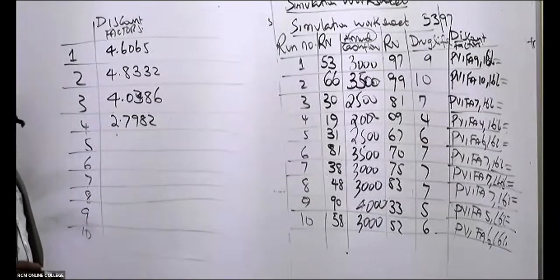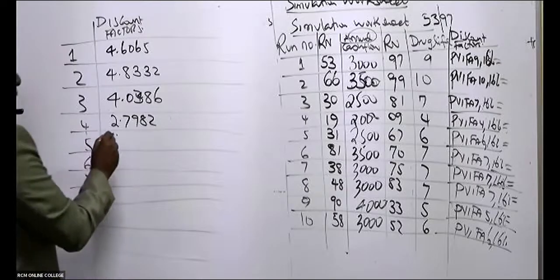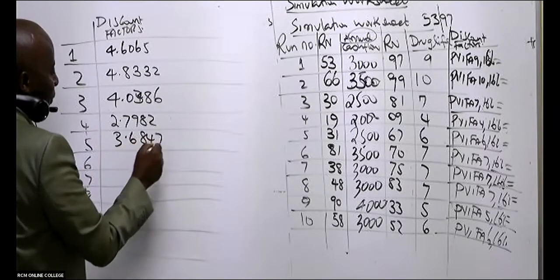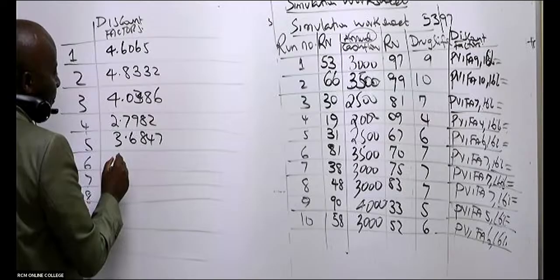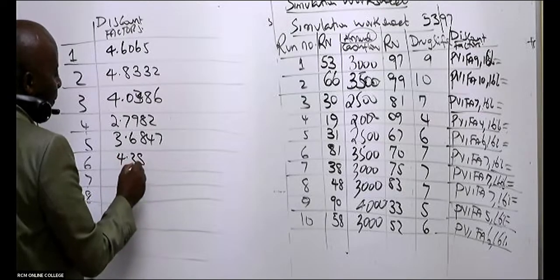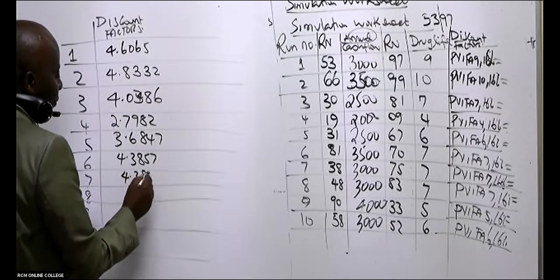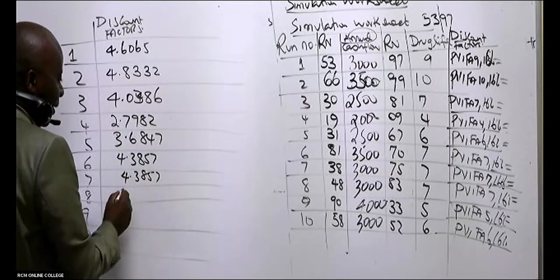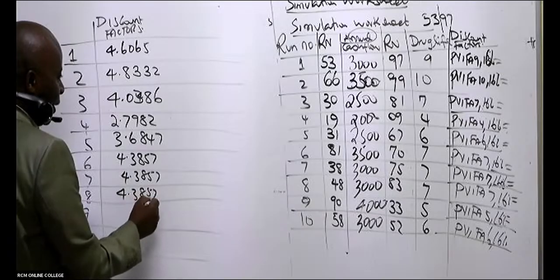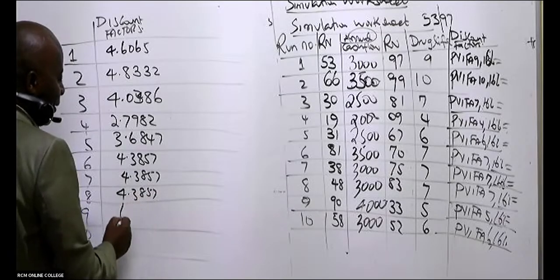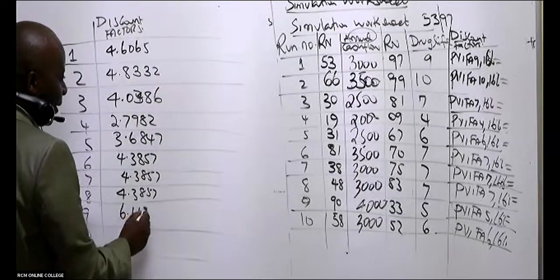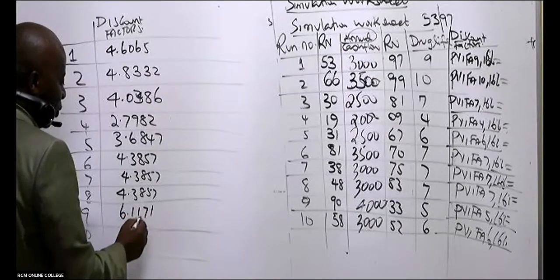Continue. 3.6847. 4.3857. The same, 4.3857. 6.1171. The last one.